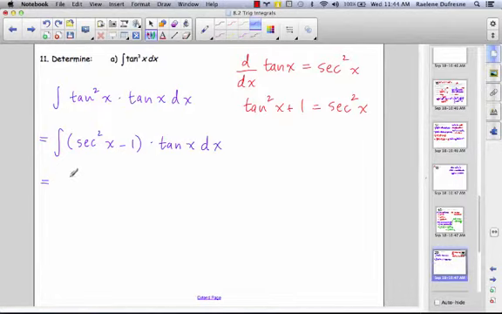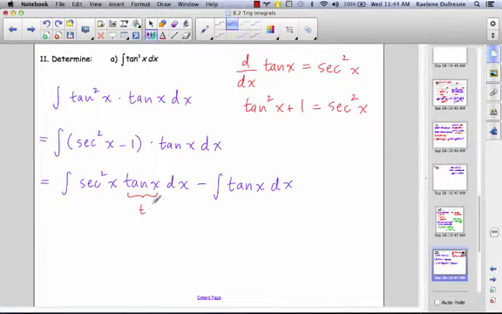So we can break this apart. Secant squared x times tangent x. Well, that's looking promising. And in fact, I'm going to break this apart into two integrals, minus the integral of tangent of x dx. So this one actually is now capable for substitution. We can see that if we let tangent of x be t, then dt is secant squared x dx. But unfortunately, tangent is not a basic antiderivative.